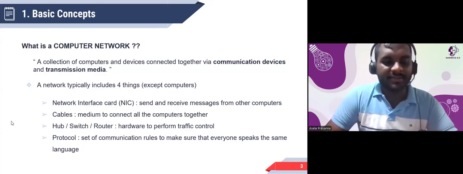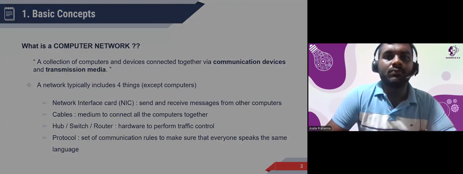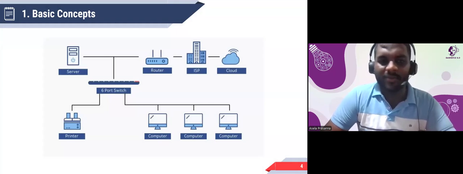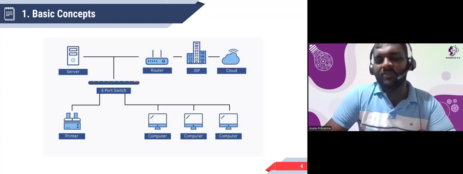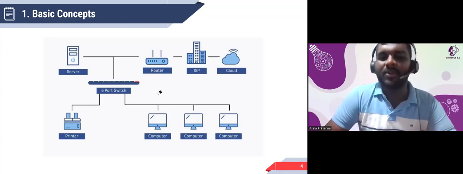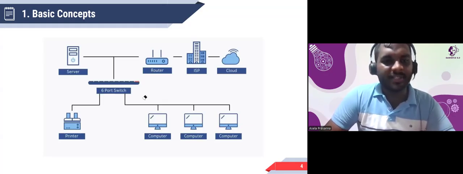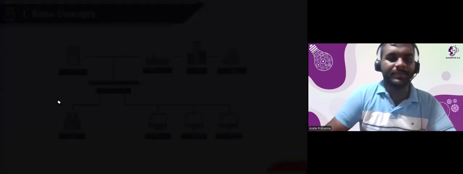We'll go through the slides. The main things are these. This is only a diagram to give you the idea about what the basic things are. I don't think you are very familiar with servers, ISP and cloud. This is only to give you an idea about what a network is. There are computers, there may be printers. What a switch is, I will explain to you.